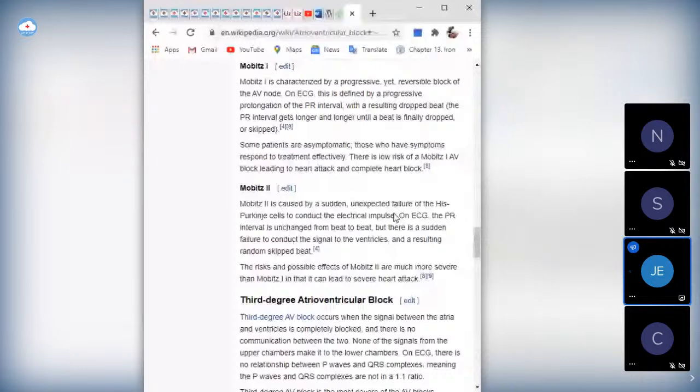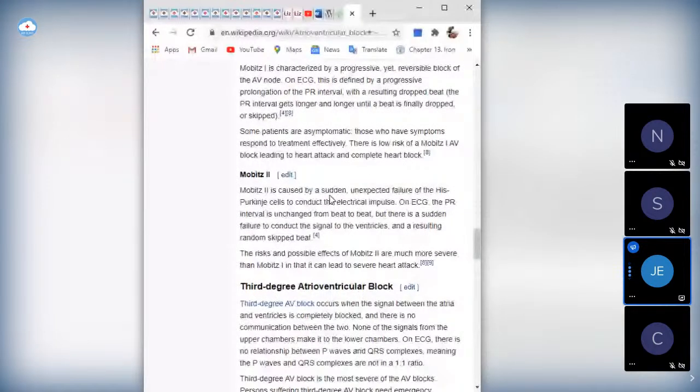Mobitz type 2 is caused by a sudden, unexpected failure of the His-Purkinje cells to conduct the electrical impulse. On ECG, the PR interval is unchanged from beat to beat, but there is a sudden failure to conduct the signal to the ventricle and a resulting random skipped beat. The risks and possible effects of Mobitz type 2 are much more severe than Mobitz type 1 in that it can lead to severe heart attack.